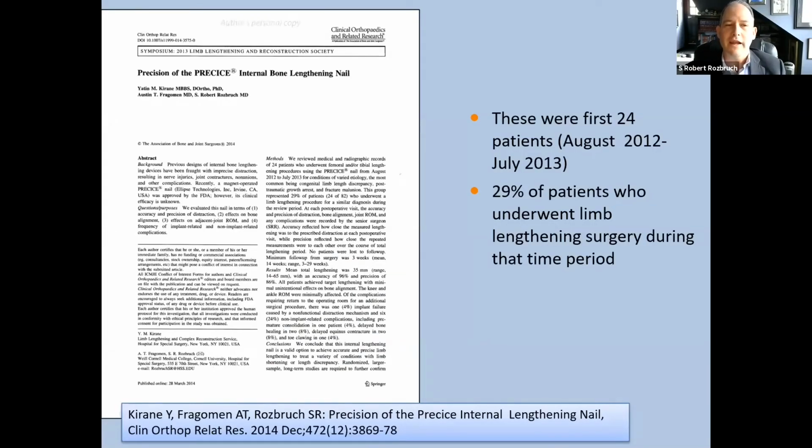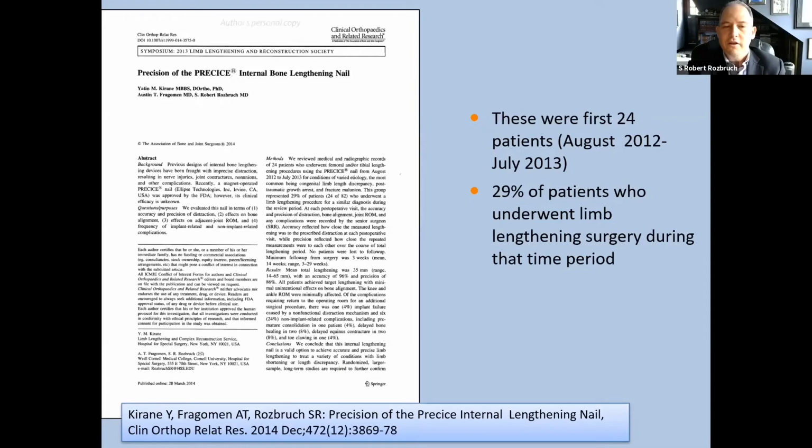The internal lengthening nail, the PRECICE magnetic internal lengthening nail, really came into use at the end of 2011. So we're about in our 9th year of using it, and we were very cautious at first because there had been previous internal lengthening nails where the control of the lengthening had not been as desirable, and so we looked very carefully at our first 24 patients, and specifically to look at the precision and the accuracy of the lengthening.